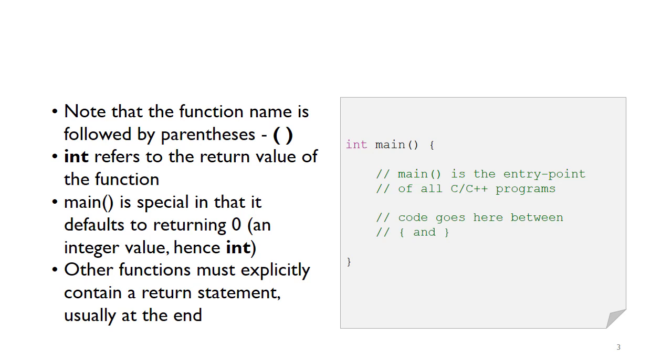Other functions must explicitly contain a return statement, and this is usually at the end. So normally the last line of a function is a return statement. And as I said before, we'll cover this later in the course.